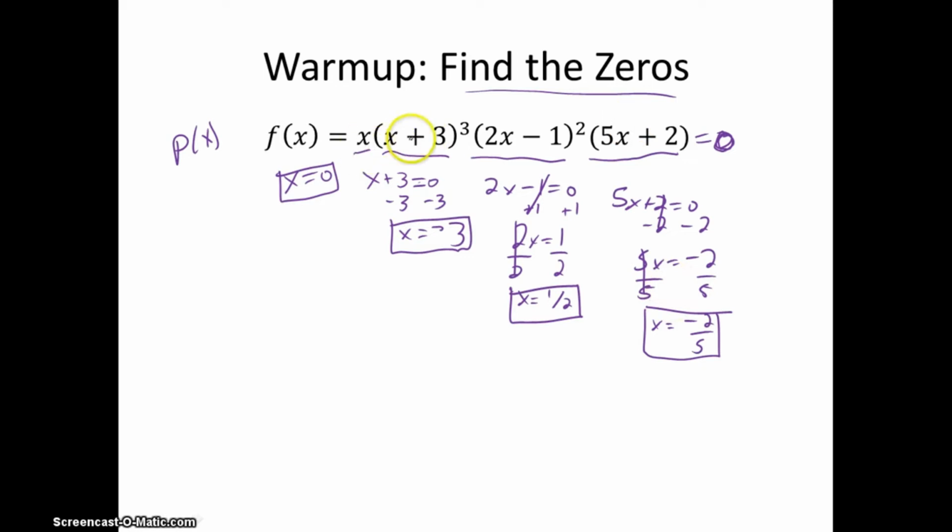We found that by just setting each factor equal to 0 and then solving. Now, if you just look at this factor and say, well, x is going to have to be positive 1/2, because then the 2's will cancel and we subtract the 1, that's okay too.